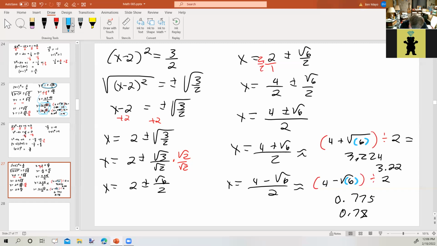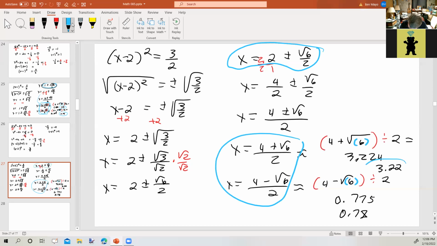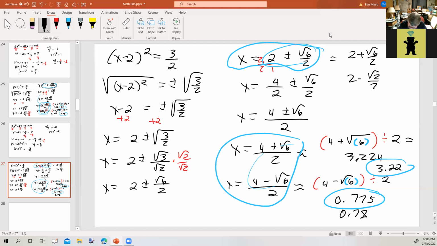So here are the exact answers, and then here are the decimal approximations. So again, you should be able to enter this or this. If you're going to do this top one, you'd have to write the 2 plus and then the 2 minus. Again, WebAssign, as far as I know, doesn't allow you to enter that plus or minus notation. Okay, how are we doing?